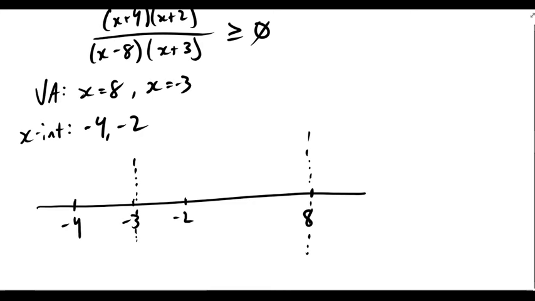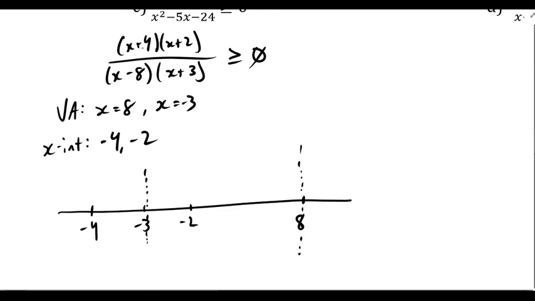Something big and negative. First factor on top is going to be negative. Second factor on top is going to be negative. Factor on the bottom is negative. Factor on the bottom is negative. So 4 negatives makes positive.